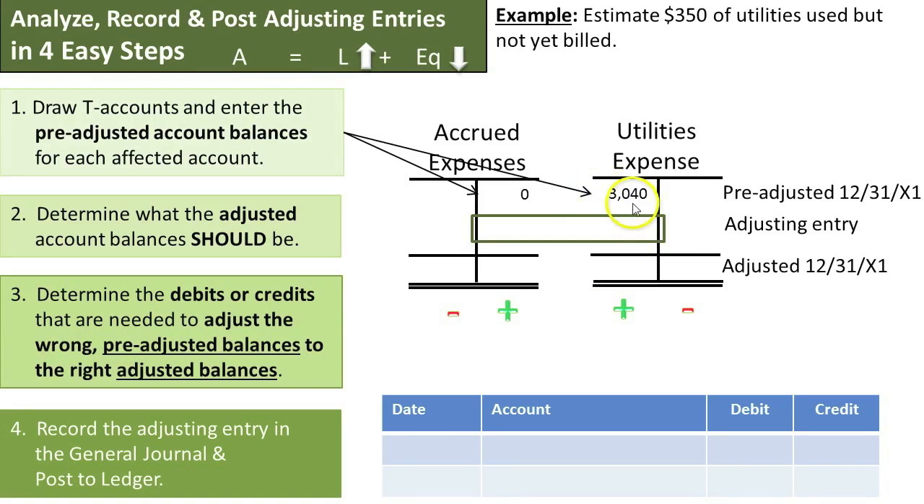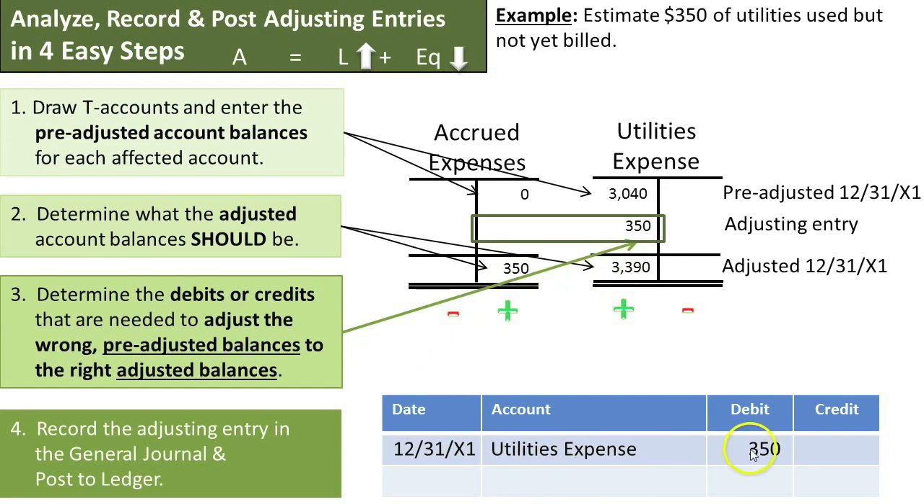The pre-adjusted balance in utilities expense is $3,040, which probably represents 9 months so far in the year X1. We know that it should increase by another $350, so the ending utilities expense should be $3,390. We haven't paid yet, so our ending accrued expenses, which is a liability account, needs to be a credit of $350. The adjusting entry that would take us from the wrong number to the right number would be a debit to utilities expense, thus increasing expenses, and a credit to accrued expenses, thus increasing liabilities.